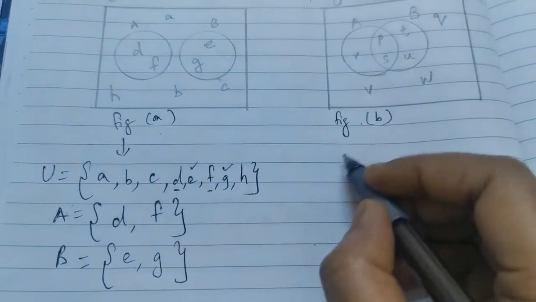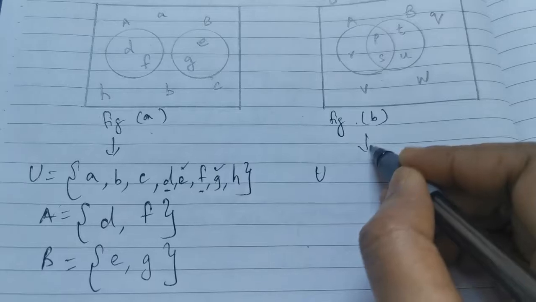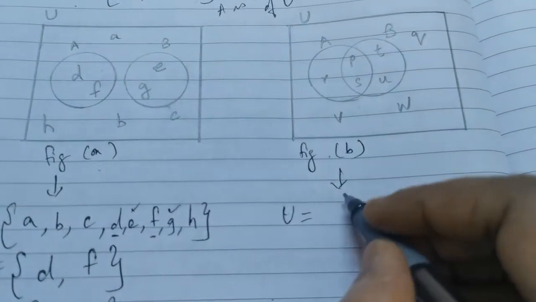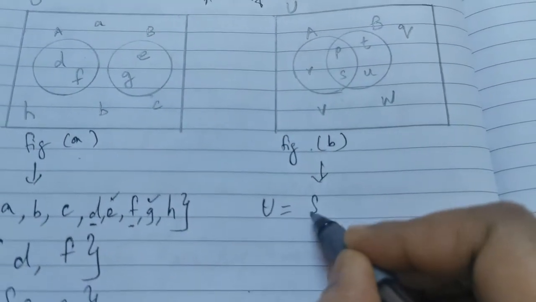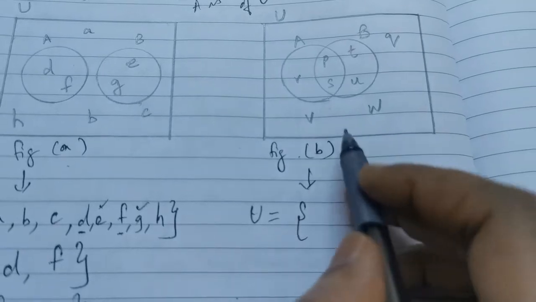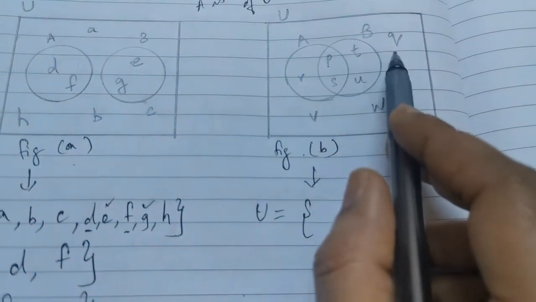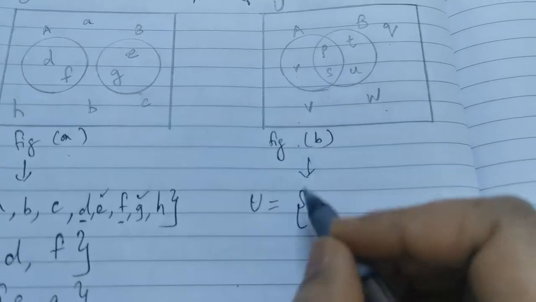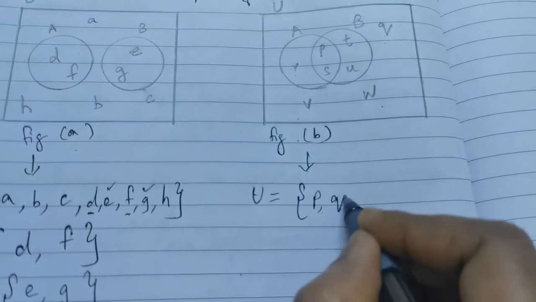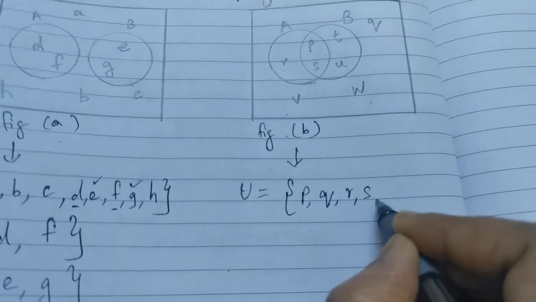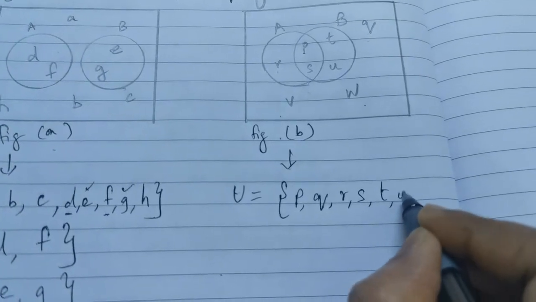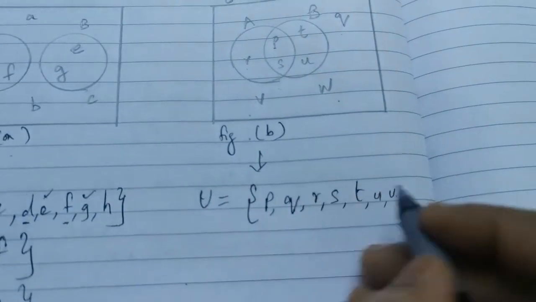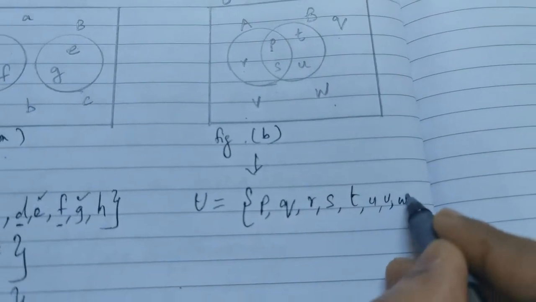And here in figure B, the universal set has the elements P, Q, R, S, T, U, V and W.